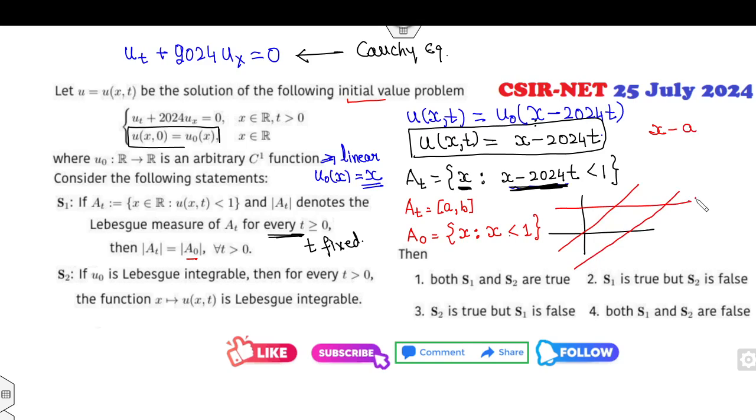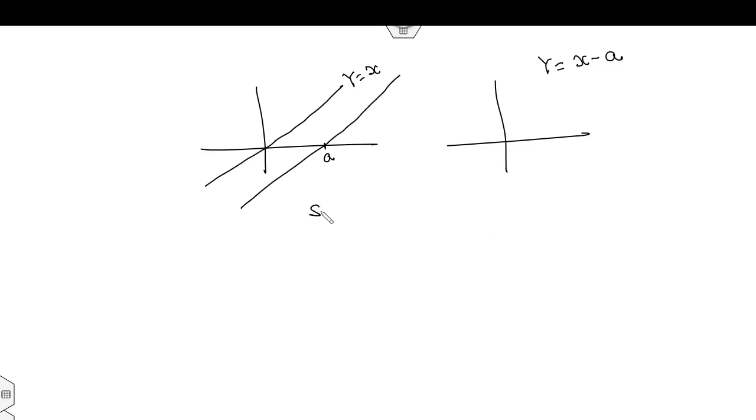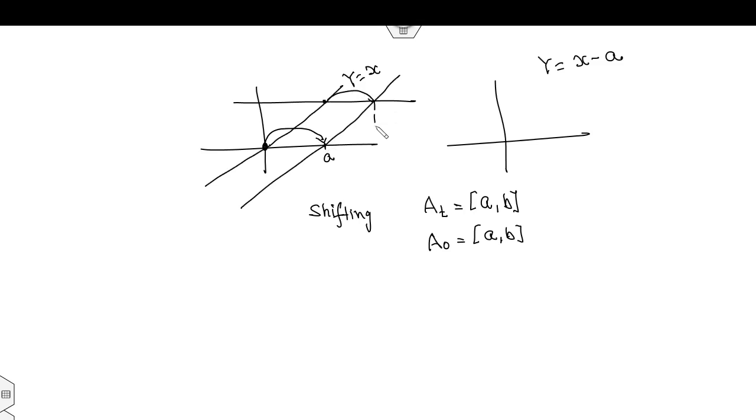This is the value of u is equal to 1. What is the meaning of that? That is simply shifting the origin. Fine. And this is the interval from a to b of A_t. If you are just shifting the origin, then if A_t is (a, b), what will A0 be? A0 is again (a, b). Why? Because you are just mapping this point to this point and this point to this point.